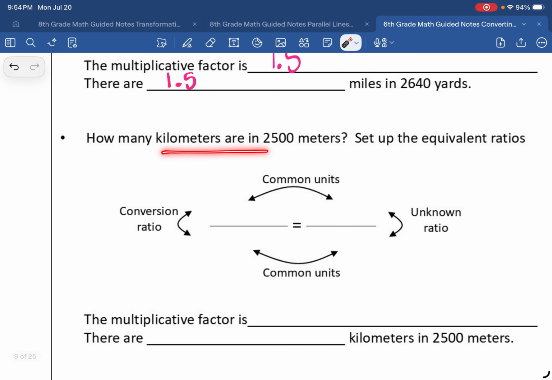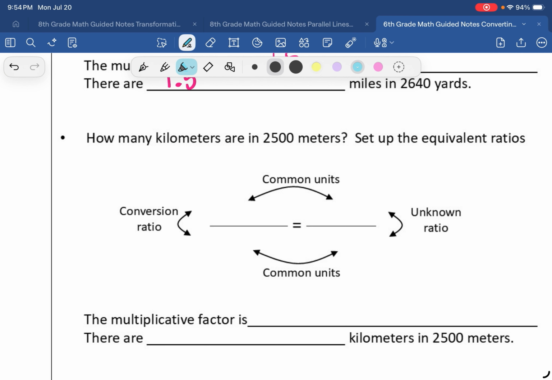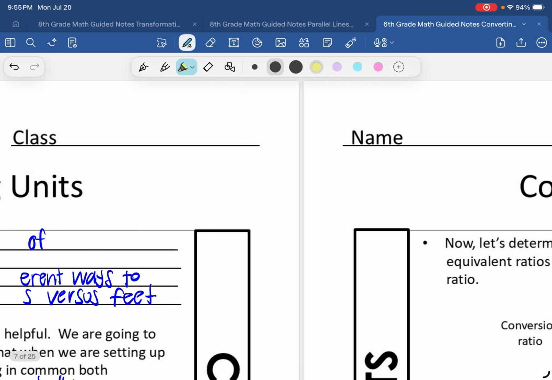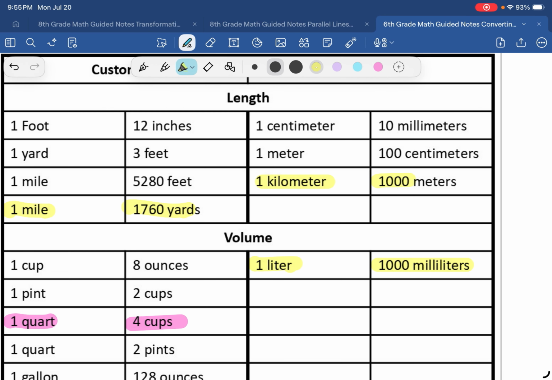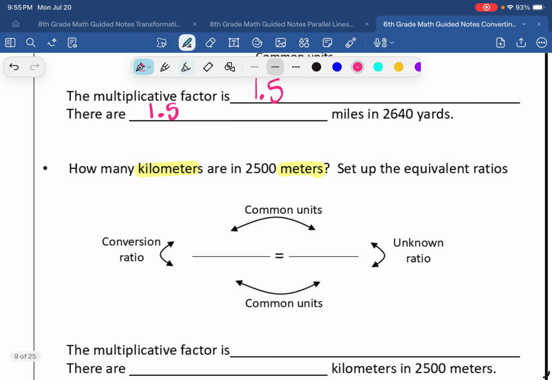How many kilometers are in 2,500 meters? Set up the equivalent ratios. I'm trying to figure out kilometers and meters, so let's go look at my conversion ratio if I don't know. So that is a length. So 1 kilometer is 1,000 meters. So it doesn't really matter how I set that up as long as I'm consistent. 1 kilometer, and I'm going to write km for kilometer, is 1,000 meters. So there's my conversion ratio.